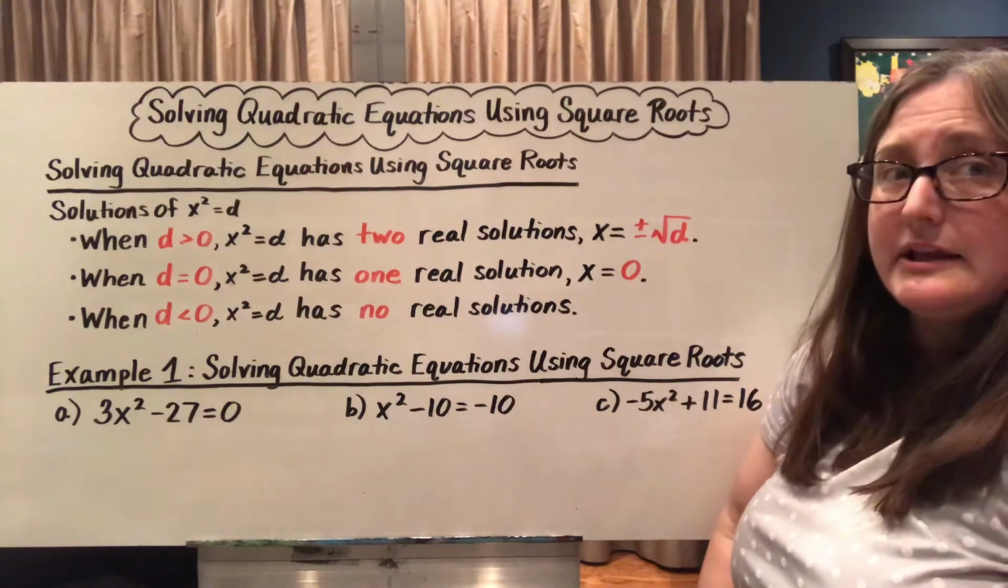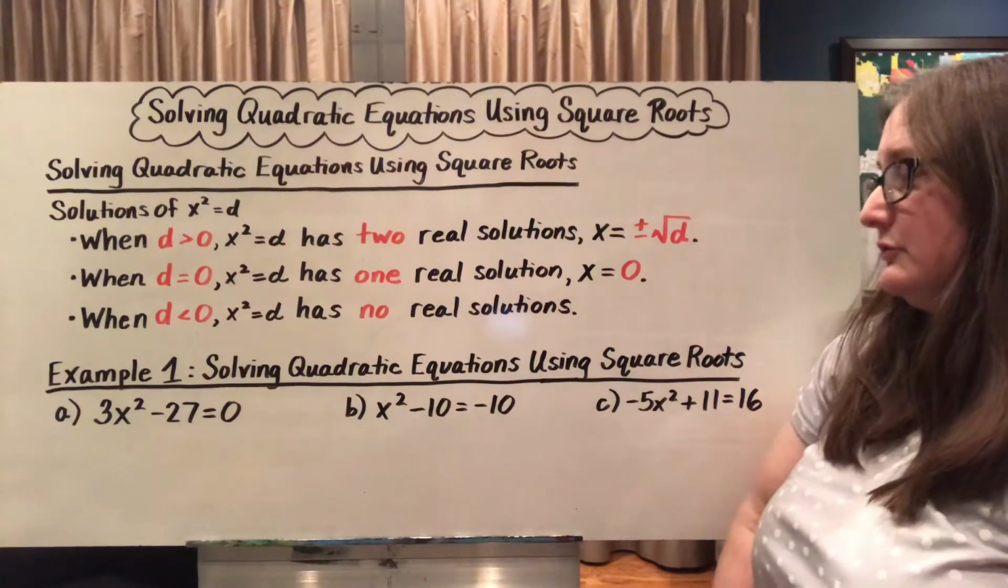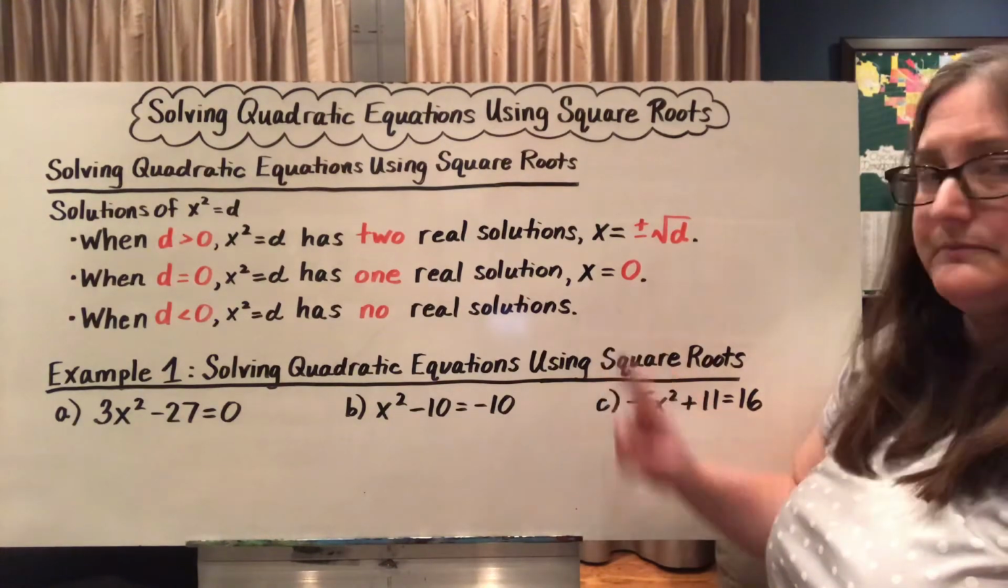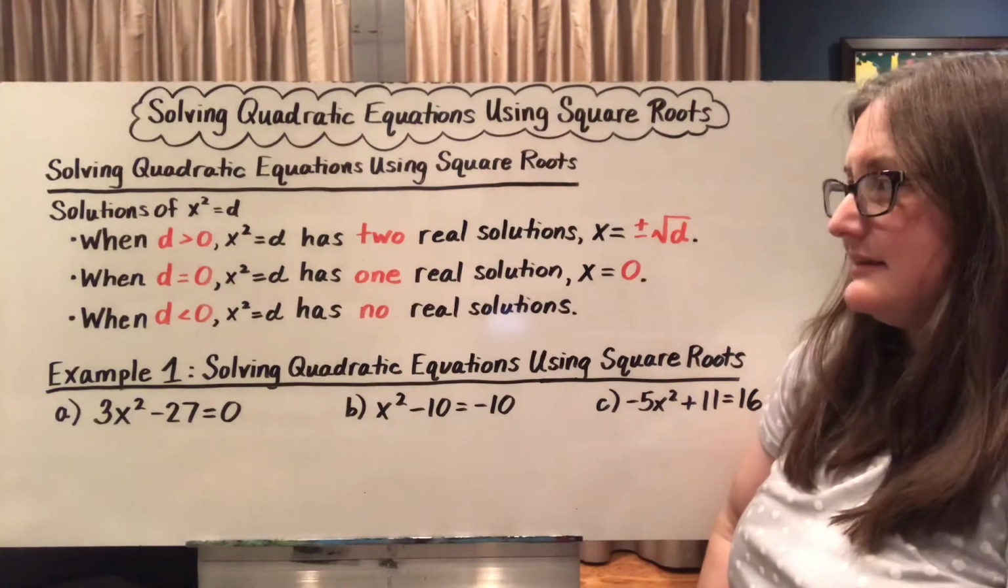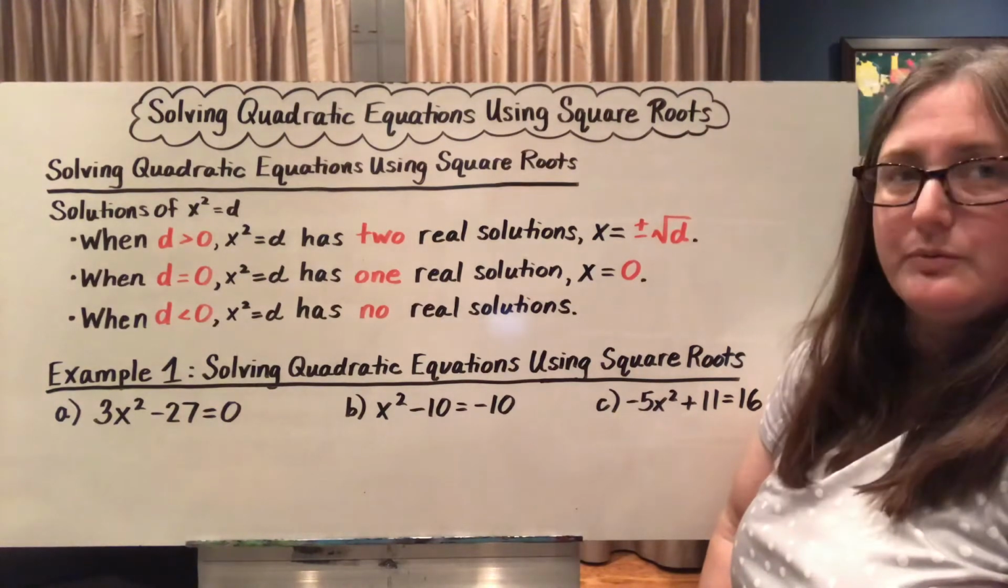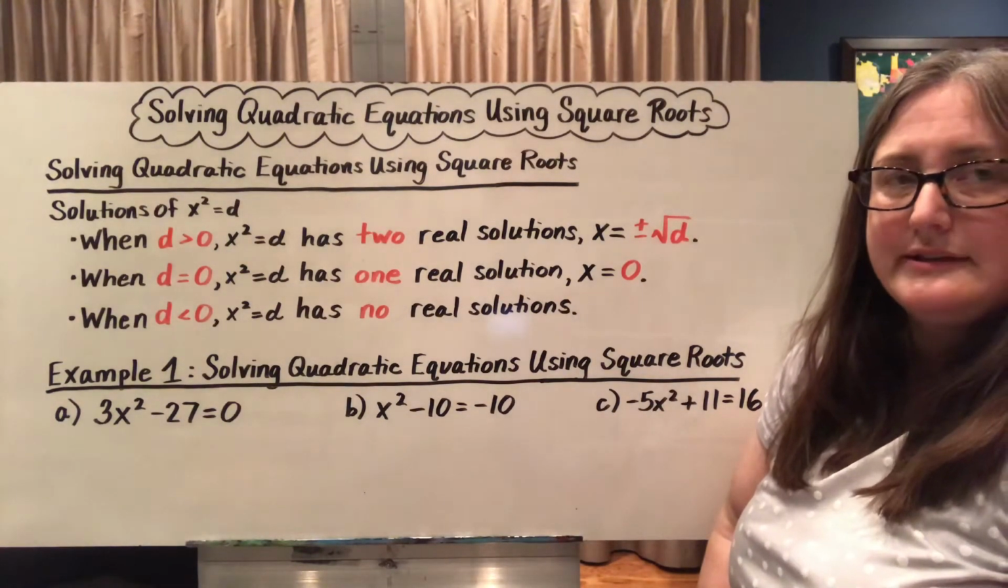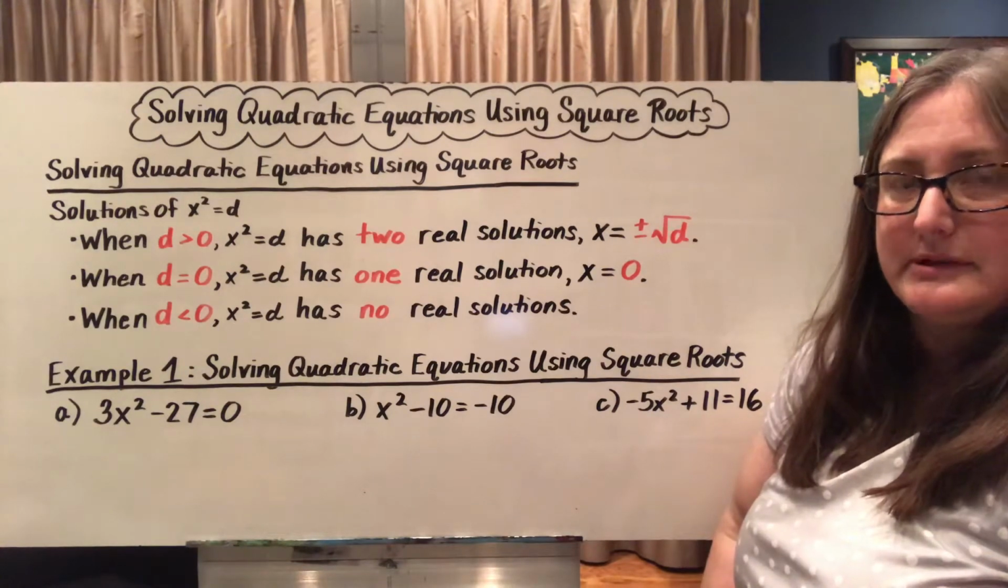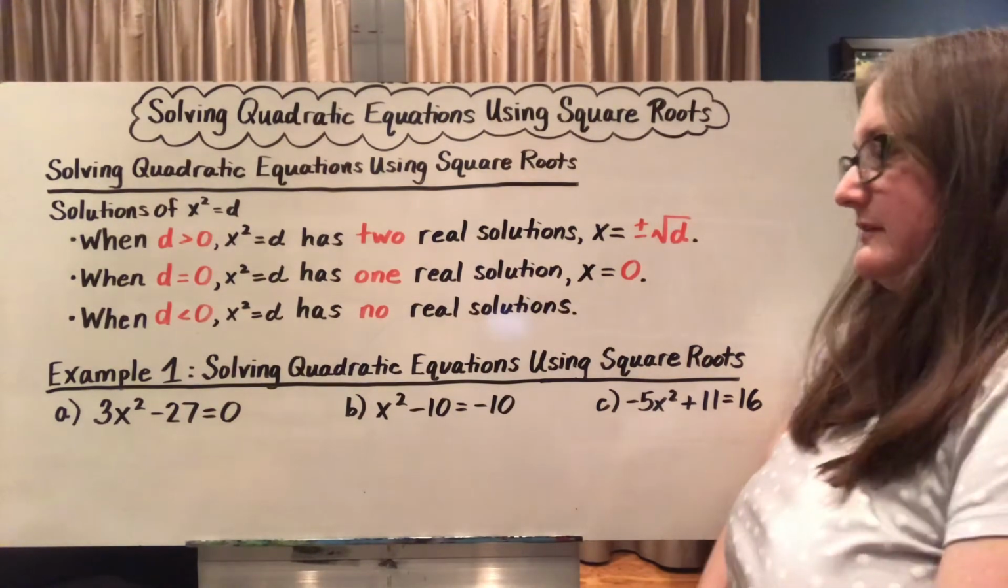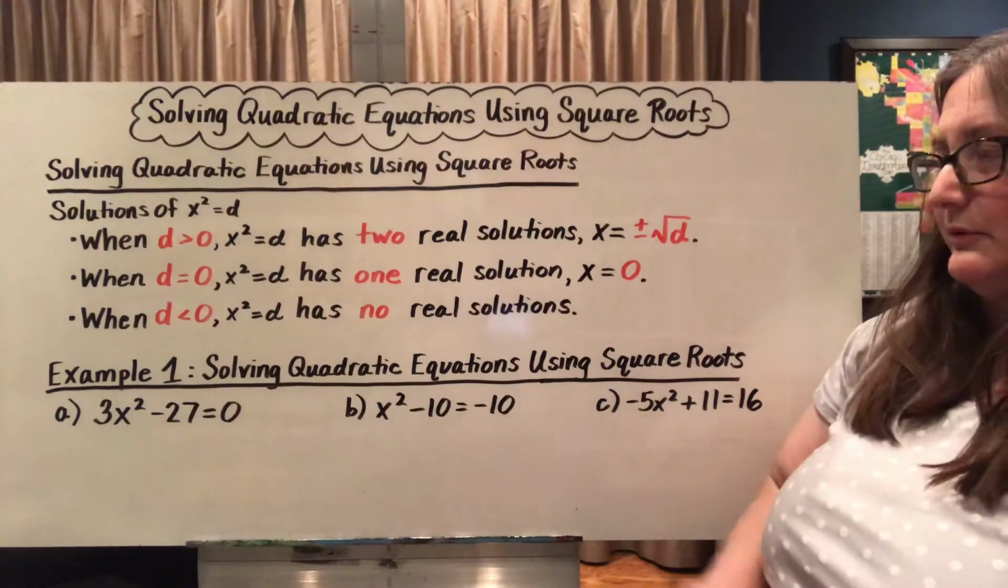If d is exactly equal to 0, we're going to have one real solution, and that solution is 0. If d is less than 0, we're going to have no real solutions. So let's see this in action by looking at some examples. So let's try solving some quadratic equations using square roots.